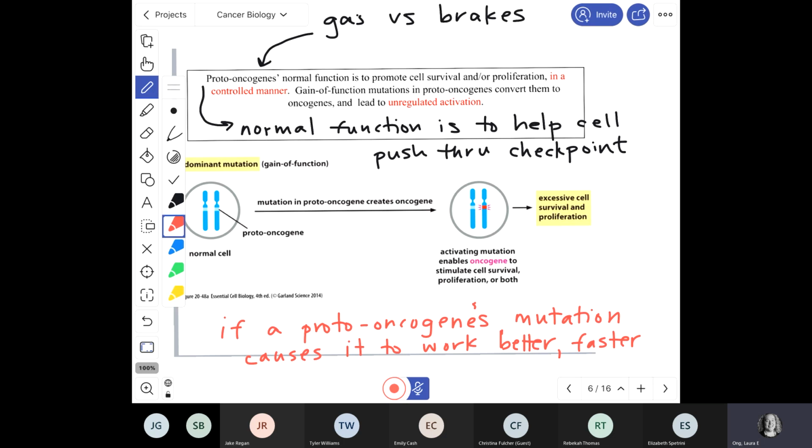So if any of these genes that normally promote moving through the cell cycle, more division, faster division, get a mutation that makes them work better or faster, that kind of mutation in this kind of gene is going to lead to too much survival, too much cell proliferation, and a higher risk of cancer. This would be like your gas pedal getting stuck.